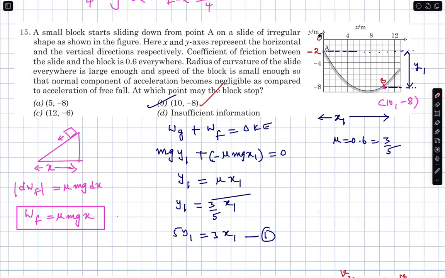A lot of students will do this problem correct. Till here they will come. And they will fail in identifying the option because they will ignore that it started from minus 2, not from 0.